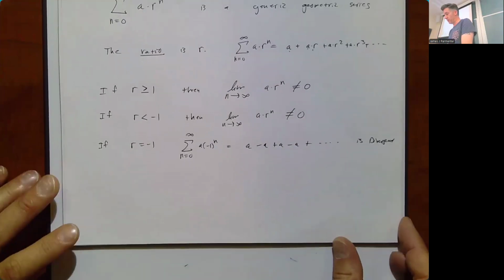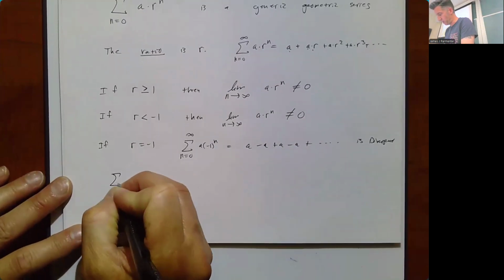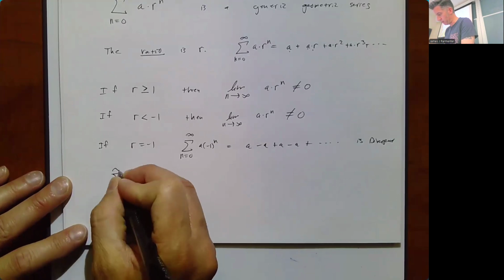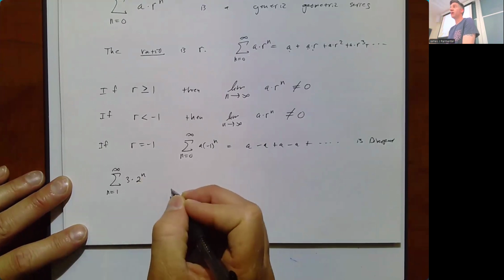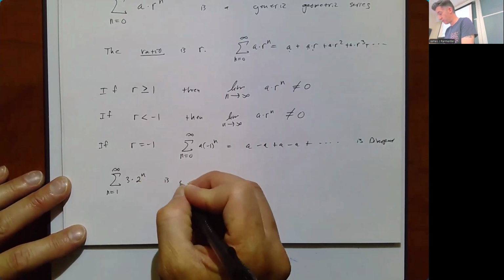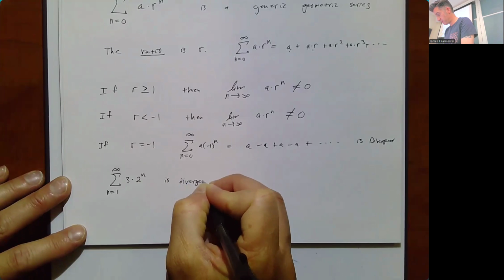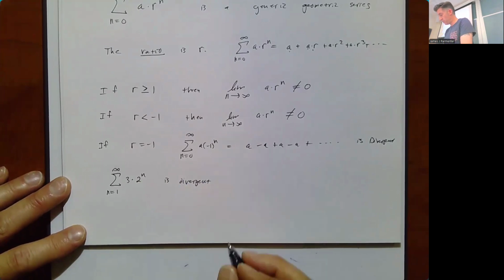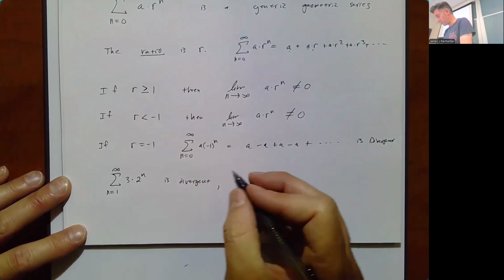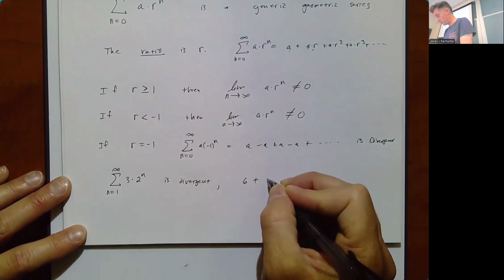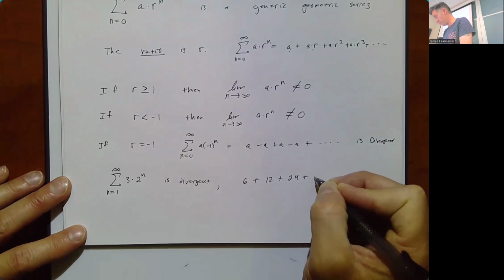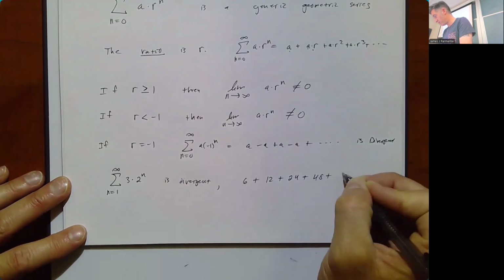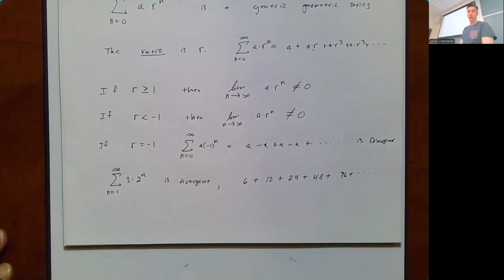So a couple examples of this. The sum from n equals 1 to infinity of 3 times 2 to the n is certainly divergent. Look at the terms. The terms would be 3 times 2 plus 3 times 2 squared plus 3 times 2 to the third. Right, the terms are getting bigger themselves. So certainly if we add them all up, that's going to get very, very large.